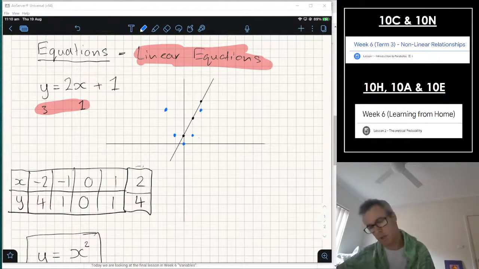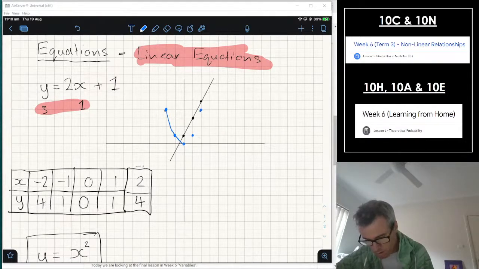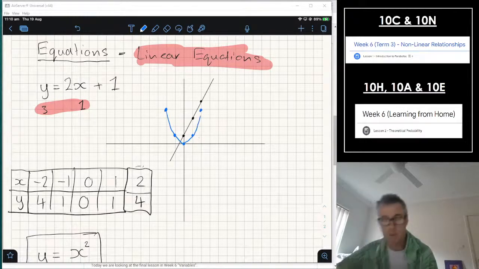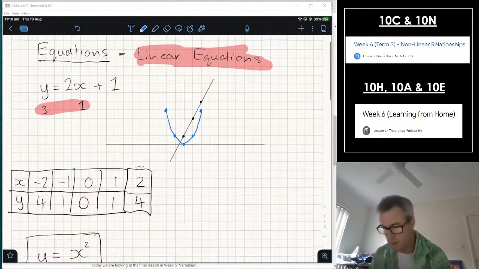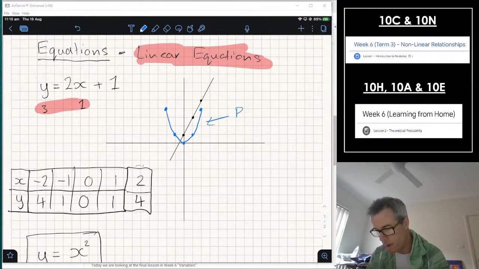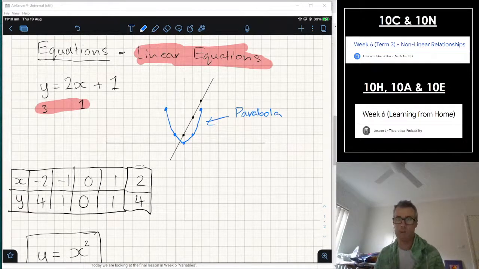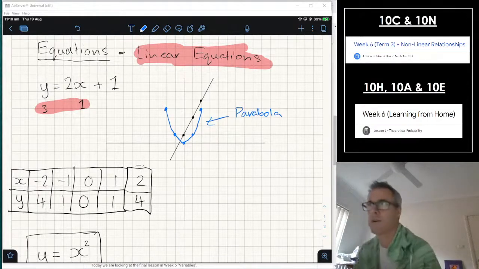So you can see here, let me try and draw a line here, that we create this weird, funky curve. This guy here is called a parabola. All right, this guy here is called a parabola. And I can see you going, well, why the hell do they call this weird, funky curve a parabola?